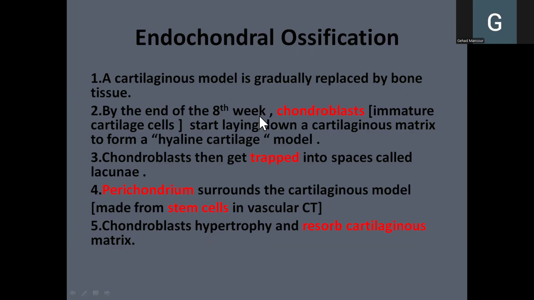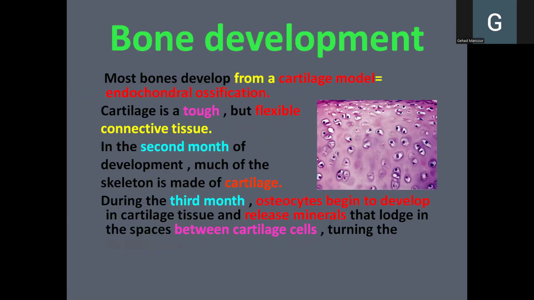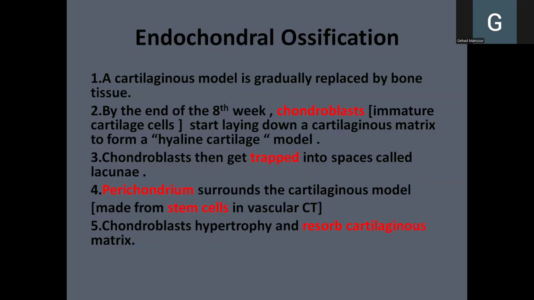And by the end of the 8th week, about 2 months, the chondroblasts, or the immature cartilage cells, start laying down a cartilaginous matrix to form a hyaline cartilage model. The hyaline cartilage is very characteristic under the microscope, and it looks much like this diagram that I showed you. It's refractile like glass, and that's why it is called hyaline cartilage.